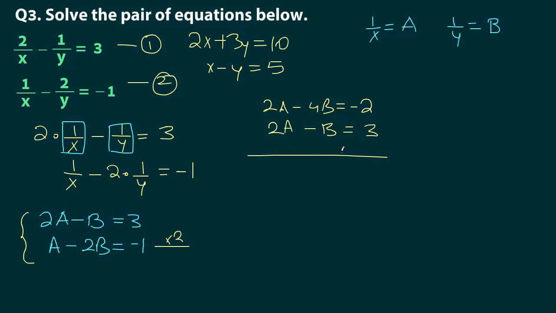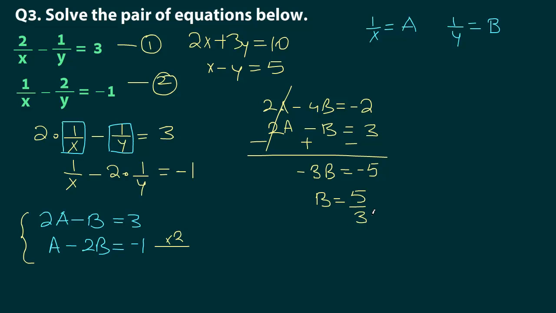Now we are going to simply subtract one from the other. So 2a will cancel out. Minus b plus 4b is 3b, which will be equal to minus 2 minus 3, which is minus 5. Now we will have b equals 5 divided by 3. Minus minus cancels out. We will divide both sides by 3. So now b is 5 by 3.